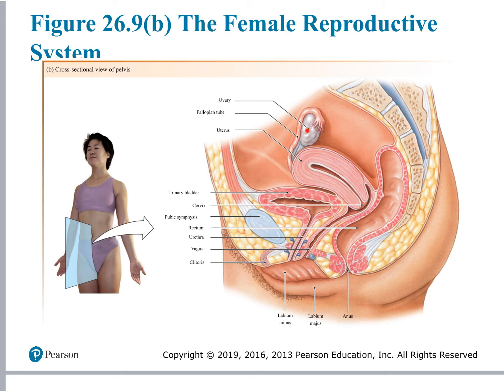Here's the ovary, and here's the fimbriae of the uterine tube that brushes over the surface of the ovary, and then here's the fallopian tube, also known as the oviduct, also known as the uterine tube.